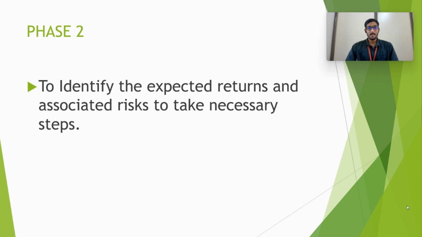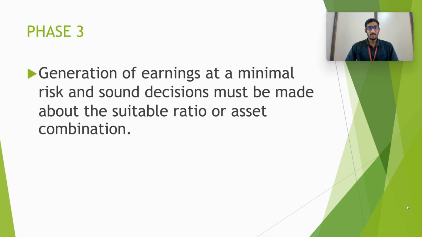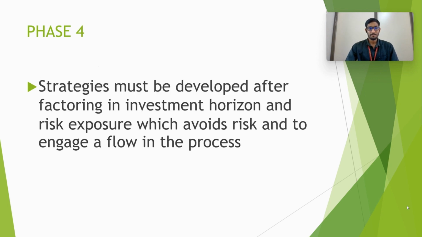Second one, to identify the expected returns and associated risks to take necessary steps. Now, he has analyzed what the risks are which are to be known, and he will take the necessary steps here. The measures are taken here. Generation of earnings at a minimal risk, and a sound decision must be made about the suitable ratio of asset counts. Now, as said before, asset allocation is nothing but investing in different natures of assets.